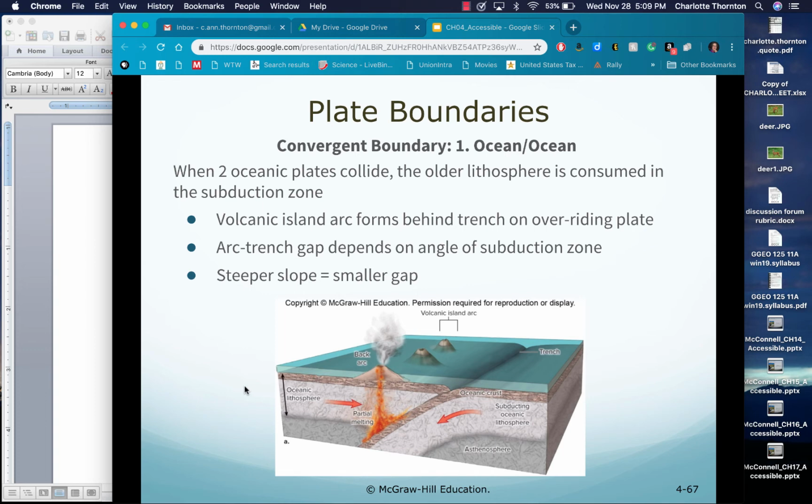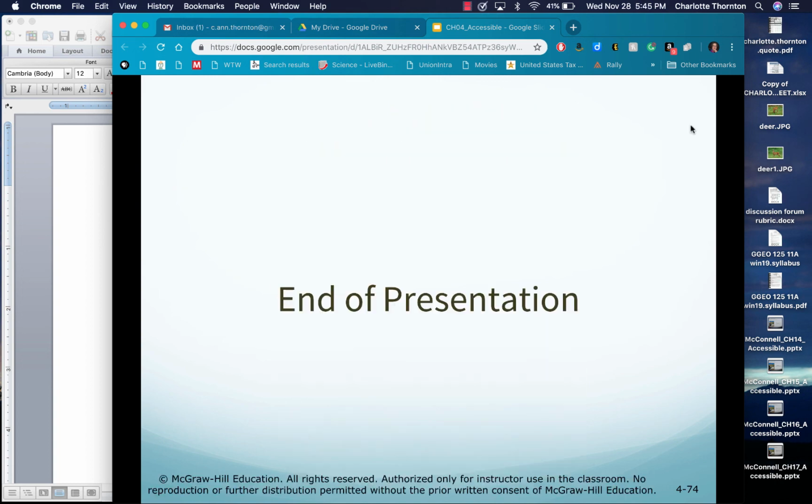At a convergent boundary, when two ocean plates collide, the older lithosphere is consumed in the subduction zone. A volcanic island arc forms behind the trench on the overriding plate. An arc-trench gap depends on the angle of the subduction zone. The steeper the slope, the smaller the gap. You could think of the Aleutian Islands. This concludes Chapter 4.